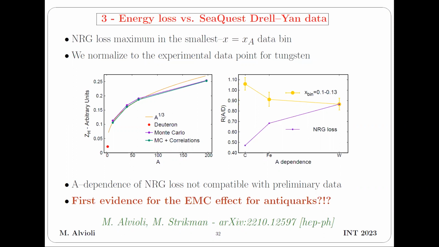And we also consider deuteron as a target, because actual data were shown as a function of the cross-section of A over D, over deuteron. So once again, in this case, the A dependence we would expect from this kind of effect is very different from what we can extract from the preliminary data. So we concluded that there might be a first evidence of an EMC effect for anti-quarks from this data.